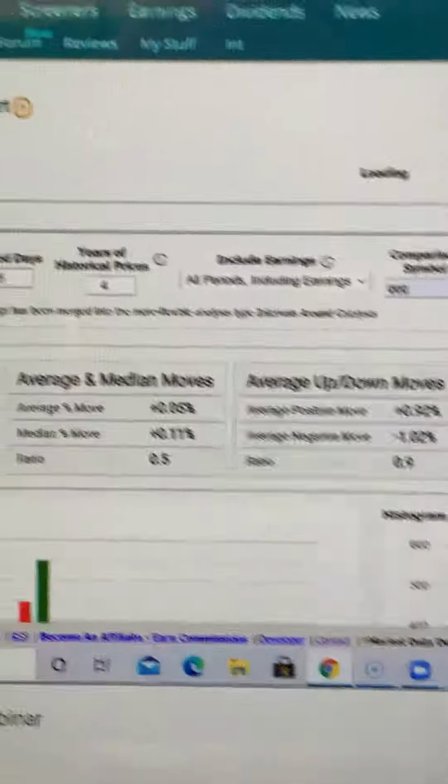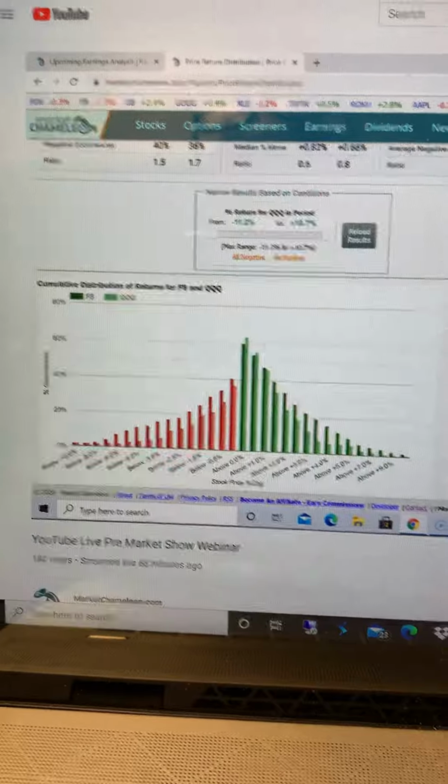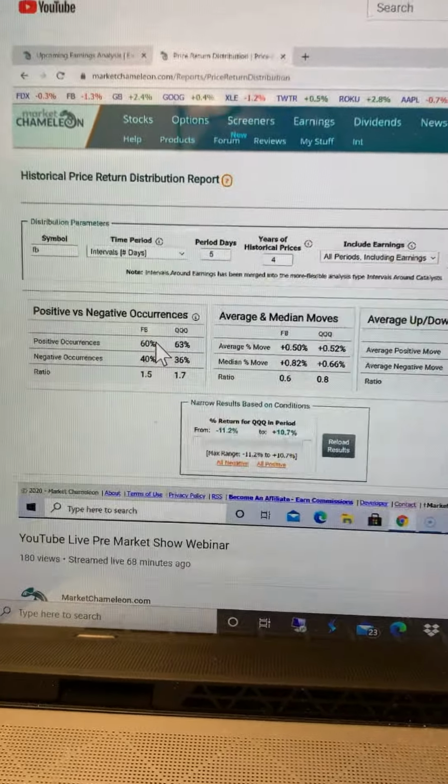Okay, so I'm going to get the results, and over here we can see that over the same period. So you can see the results, Facebook versus QQQ.